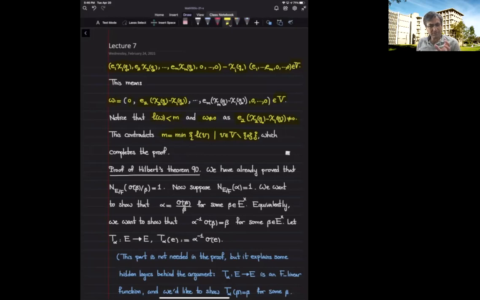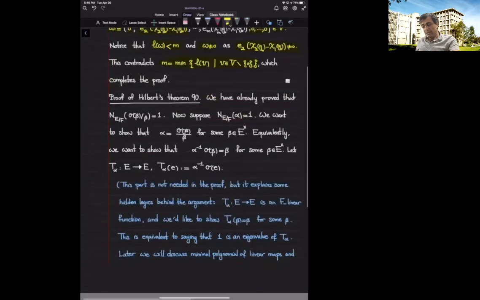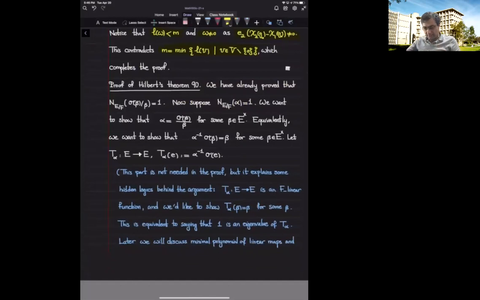But what's the connection between Dirichlet's independence of characters and Hilbert's theorem 90? So let's go back to Hilbert's theorem 90. In Hilbert's theorem 90, the assumption is that the norm of some element is 1, and we want to find a beta so that alpha is sigma of beta over beta. Let's manipulate our goal a bit. So we are looking for some beta so that alpha inverse times sigma of beta is beta. So it seems that it's not only about alpha, it's also about sigma of beta.